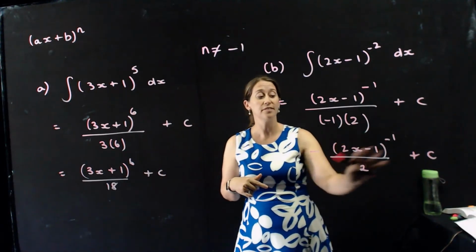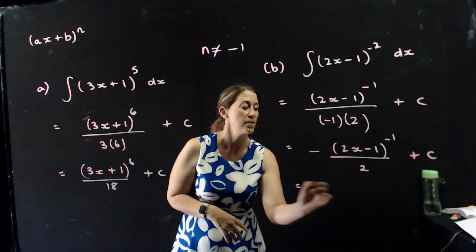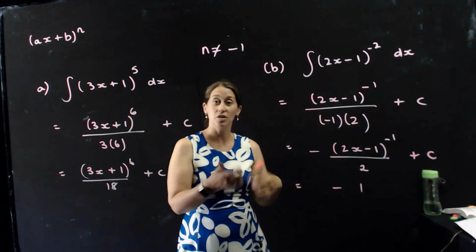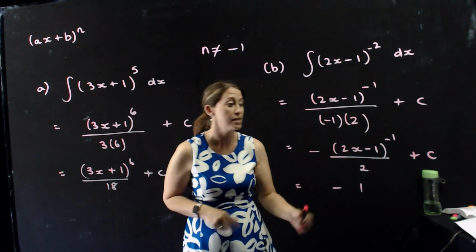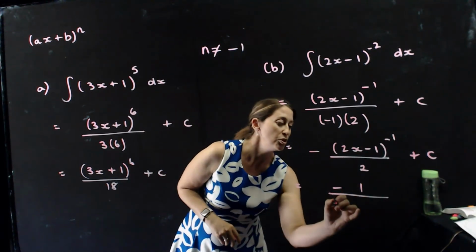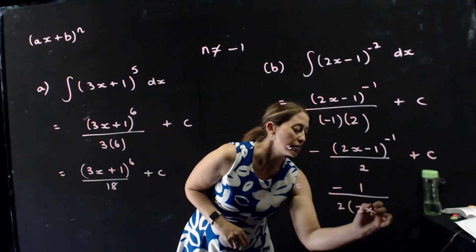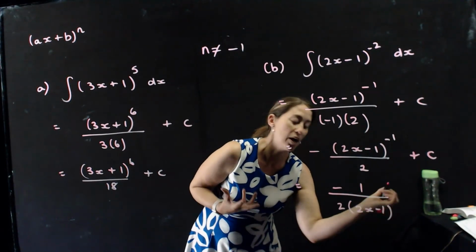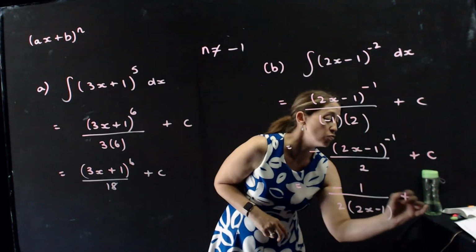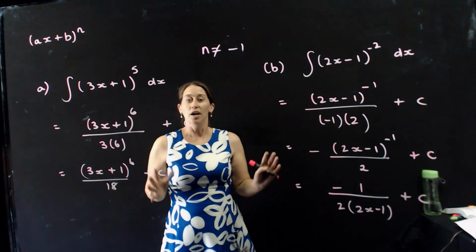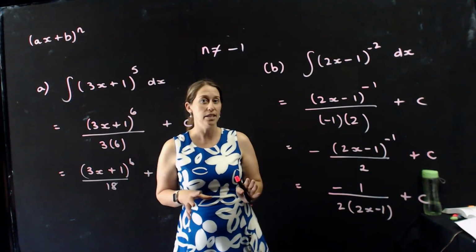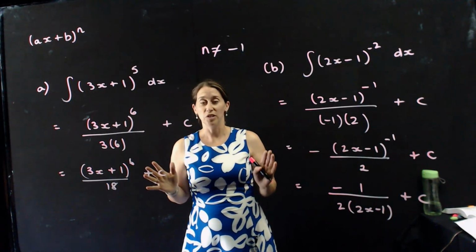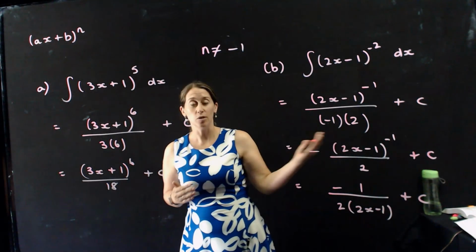I'm now going to reverse that. So actually this belongs on the denominator. So I end up getting -1 over 2 out the front, (2x - 1) to the power 1, which is just 1, so we don't need to write it, plus c. Now what I'm going to do is, well, let's look at the case when n is equal to -1.